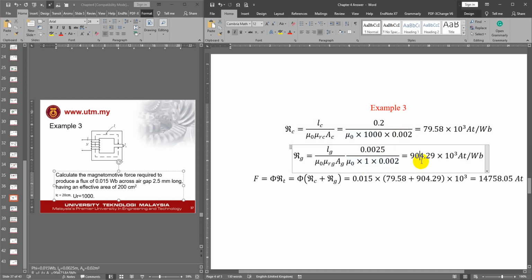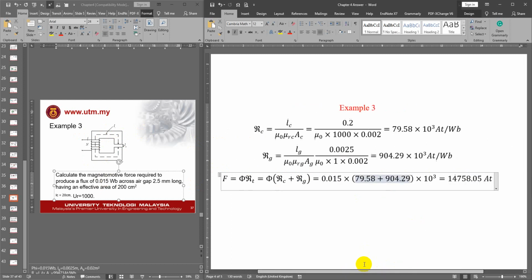Okay, now find the magnetomotive force. Just apply the formula F equals flux times R total. Flux is already given, which is 0.015 Weber. And the total reluctance is, you just add the core reluctance and the gap reluctance because it is in series. Just add it, then you get the answer.